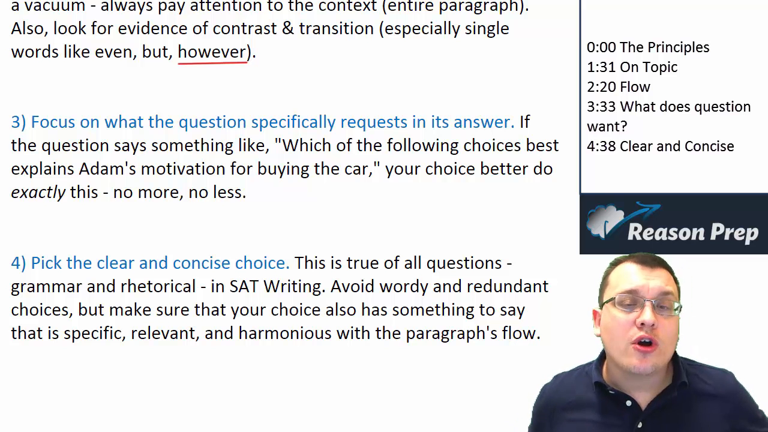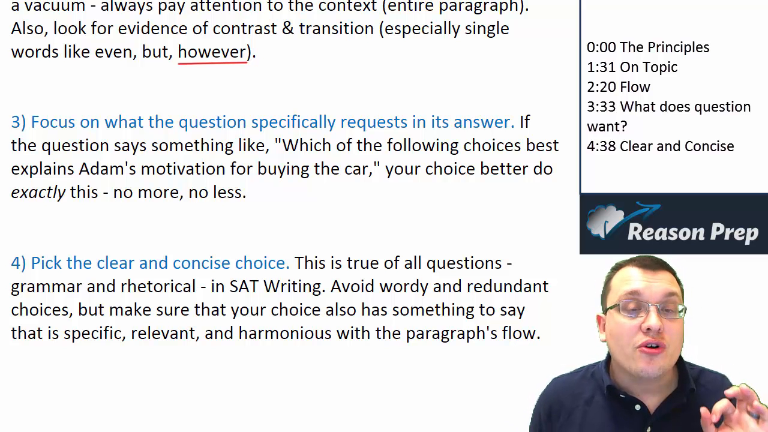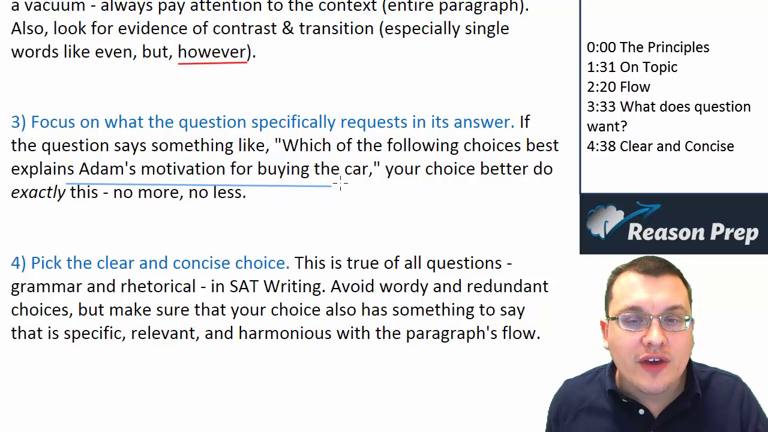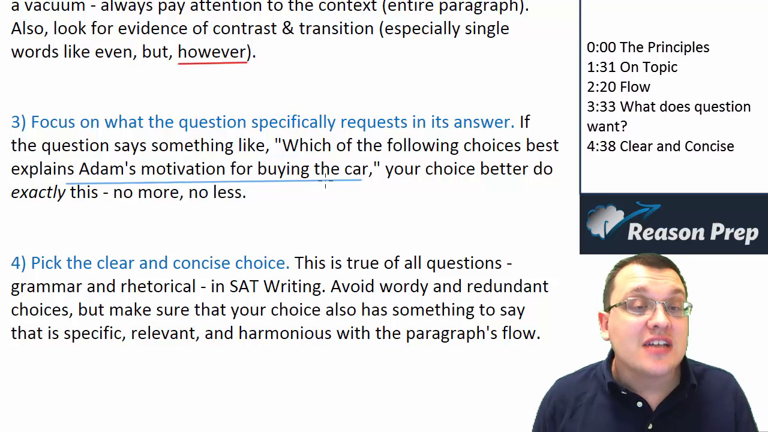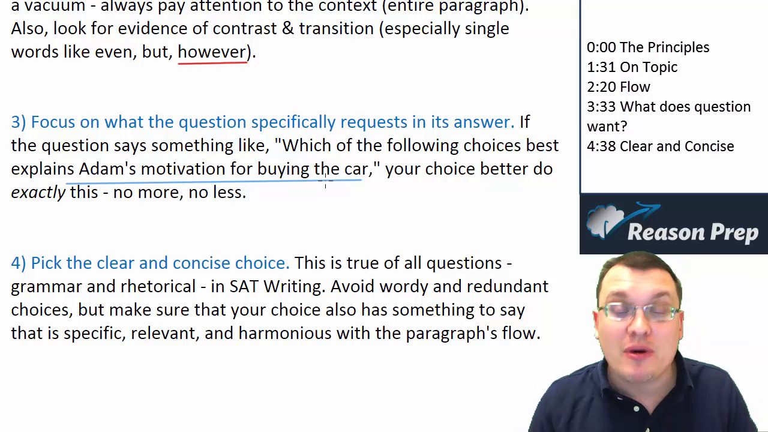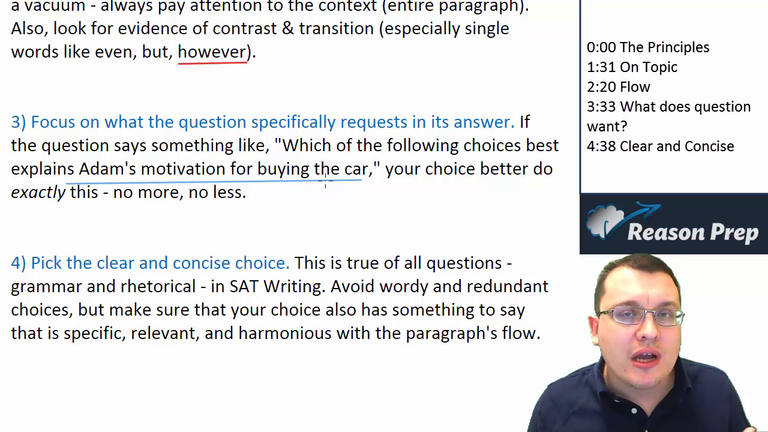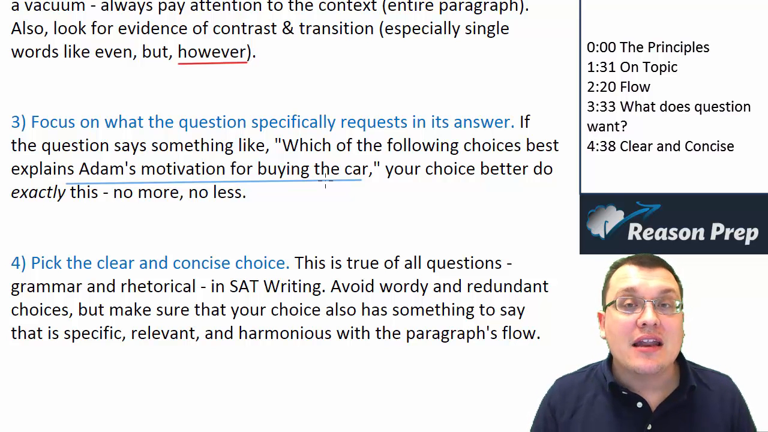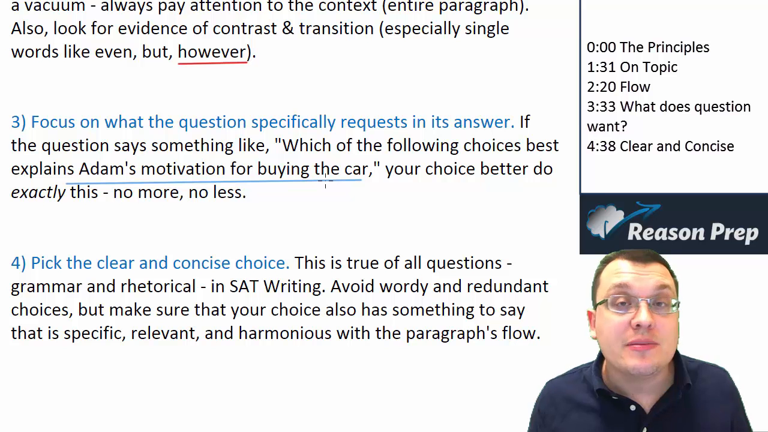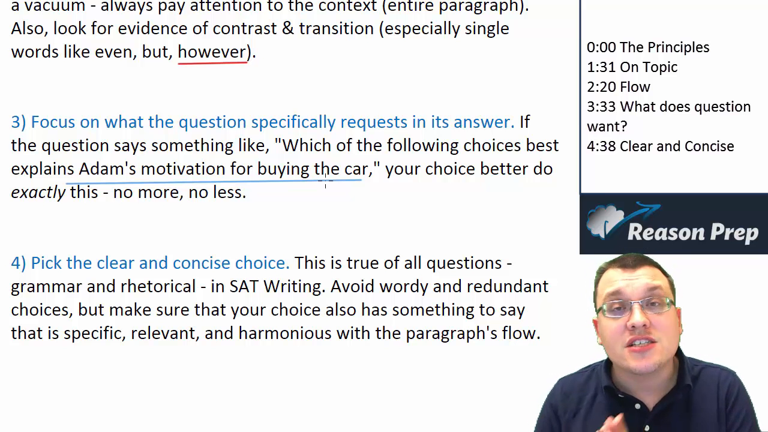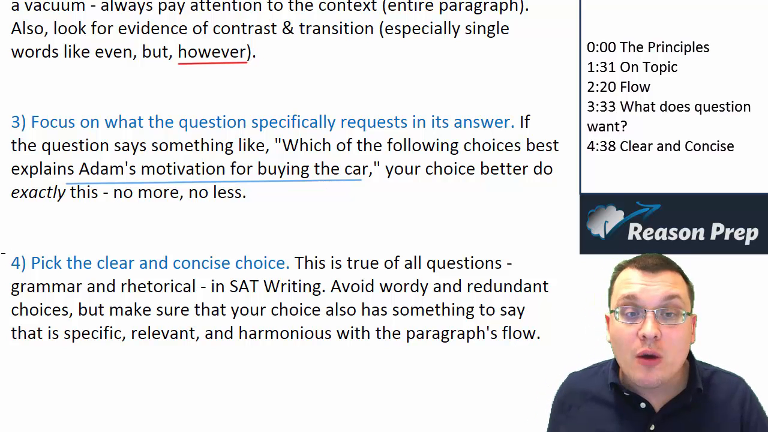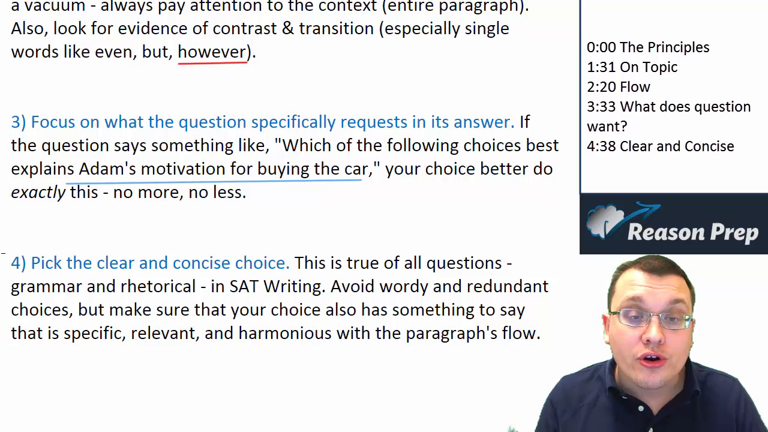Next, focus on what the question specifically requests in its answer. So if the question says something like, which of the following choices best explains Adam's motivation for buying the car, your answer has to do exactly this. A lot of times when we're doing writing questions, really math or reading in many ways as well, we read the question rather quickly, we slot it within a category, and then we approach the question thinking in terms of that category. And that's good, I obviously encourage that. I have videos about question types. But particularly for the writing section, we have to make sure we don't overlook the specific details of that question. In this case, if they wanted to know Adam's motivation for buying the car, your choice better do that.